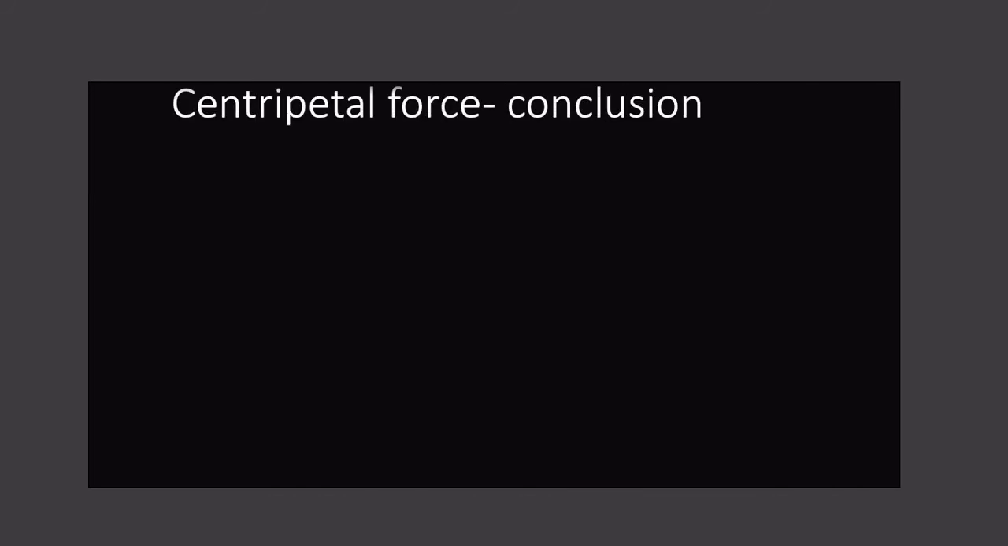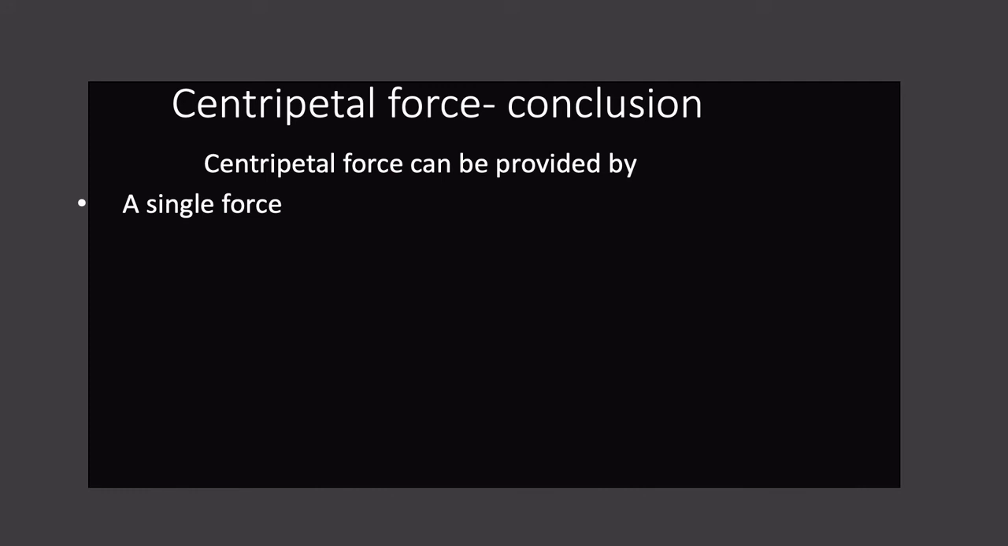From the previous examples, let us have a conclusion about centripetal force. Centripetal force can be provided by a single force, for example, the gravitational pull or electrostatic force, or more than one force but in the same line. The example is the person on earth. The person experienced two forces, weight and normal reaction force. So the resultant of weight and reaction is providing the centripetal force, and the force which is acting towards the center will be greater always.